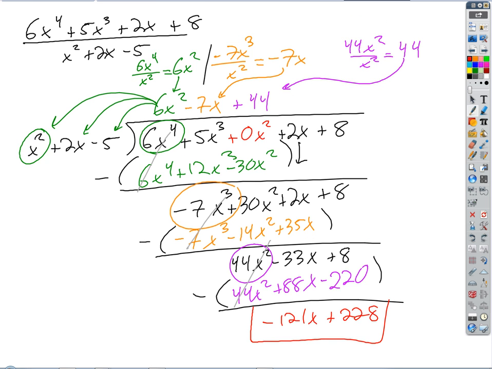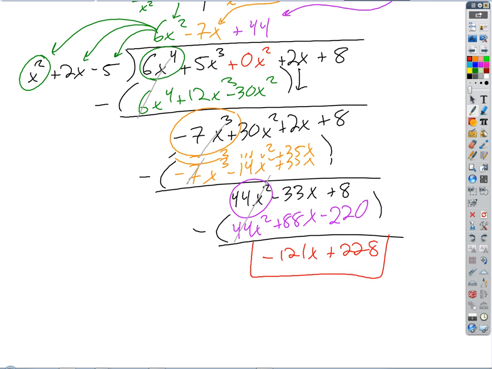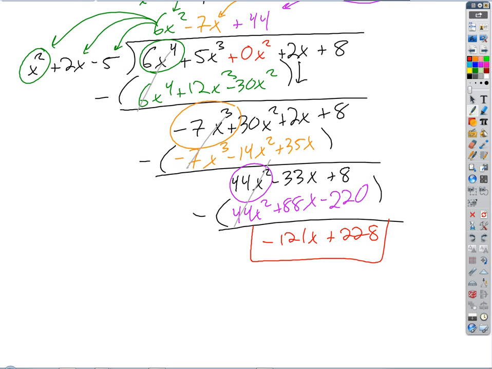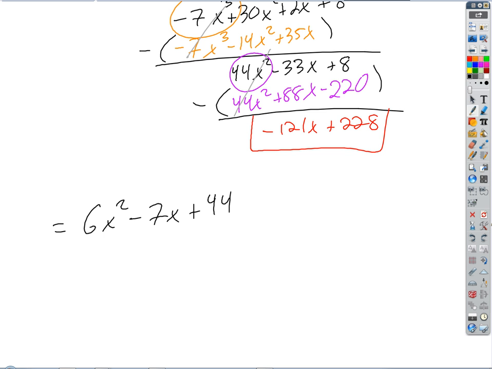So what's our answer going to be? Let's turn this whole thing into an answer then. So our answer is going to be this polynomial. Everybody look up here, please. We're almost done, but you got to see how to write this down, because this is the important part, right? We did all the work. This is the polynomial part. So we got 6x squared minus 7x plus 44, right? But then we got our remainder, plus our remainder.